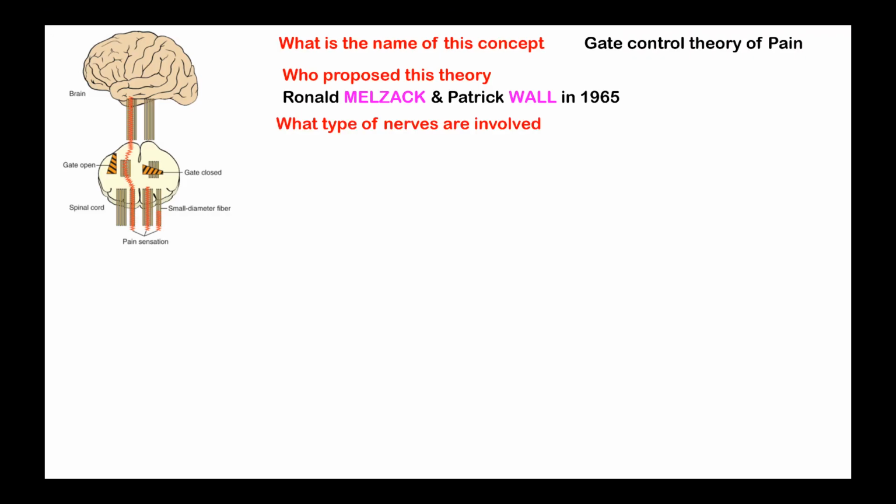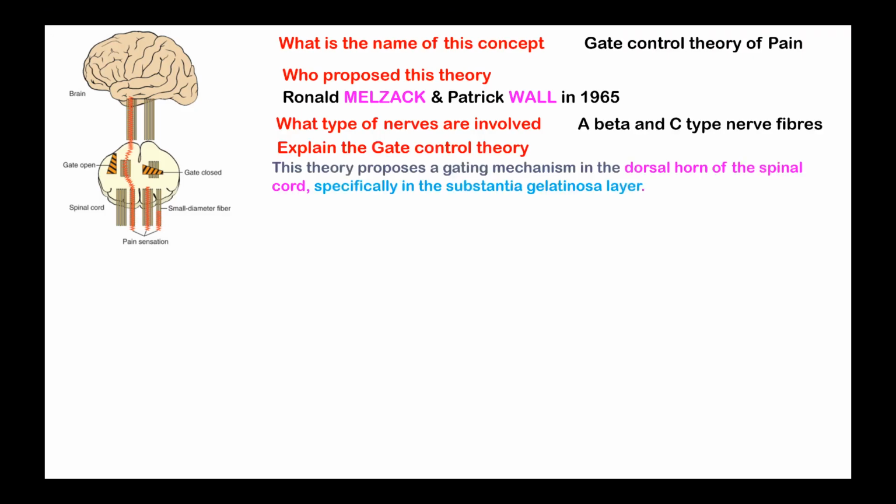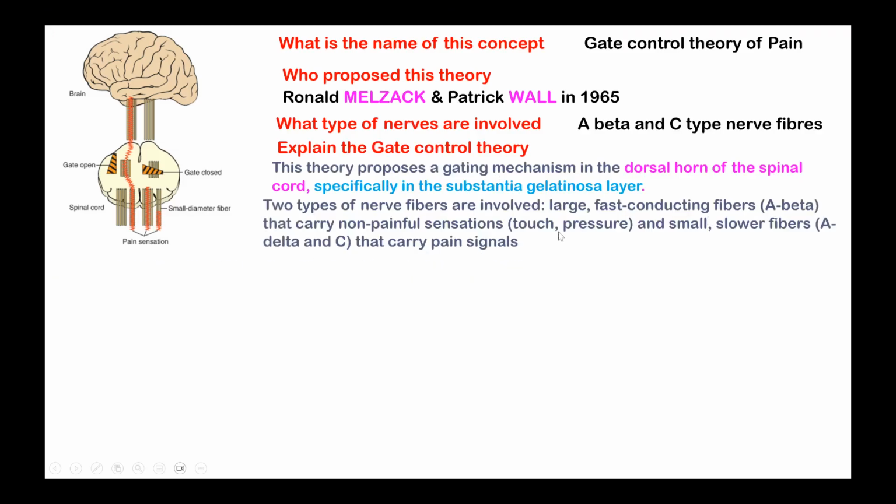What are the types of nerve fibers you know? How are nerve fibers classified? Erlanger and Gasser classification. Based on the size and speed of conduction, they are divided into A alpha, A beta, A delta, and C types. Gate control theory happens at the dorsal horn of the spinal cord. Specifically in the substantia gelatinosa layer, 2 types of nerve fibers are involved.